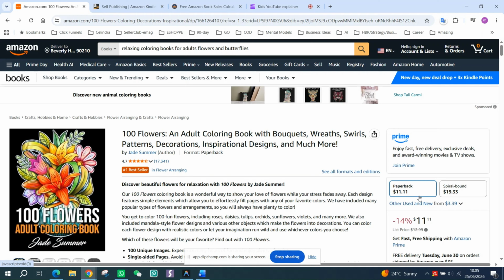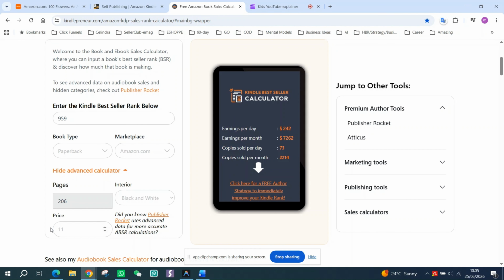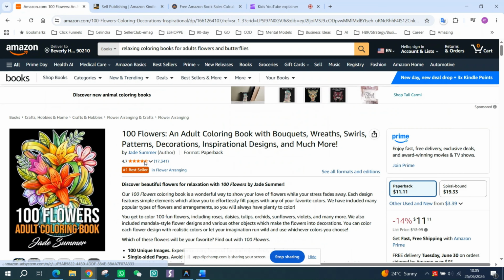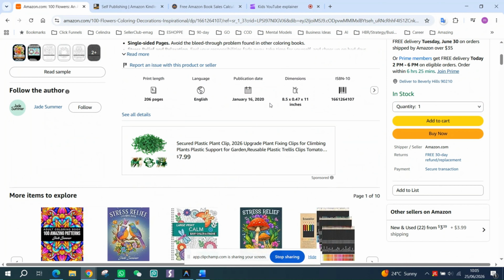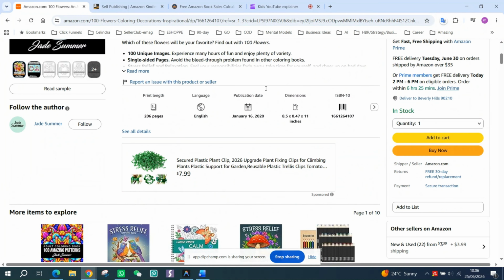Let's go back to the top. The price was $11.11 for the paperback. So 11.11, and let's see. Look, they make $7,400 per month, which is amazing, right? So we've discovered a niche in a few minutes. It's a bit of work that you need to do, but if you can create this kind of book, then you can try to sell it. This book has a lot of reviews, as it was published long ago in 2020. But imagine if you publish a book today and in a few years you can reach this kind of earning.